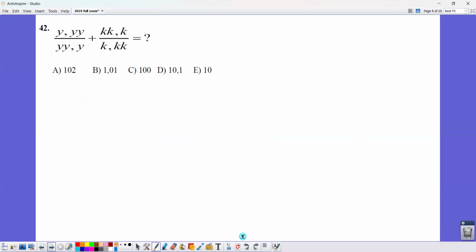When we are coming to the next one, as you see here, it's given fractions with decimals, but we don't know the digits. In the first one, it's y point yy over yy point y plus k point k over k point kk. So here we will solve this one as solving fractions with decimals. First, I will try to get rid of the decimal point. So here, after decimal point, I have two digits. So I can write this one as y over 100 over 10 because I have one number after decimal point.